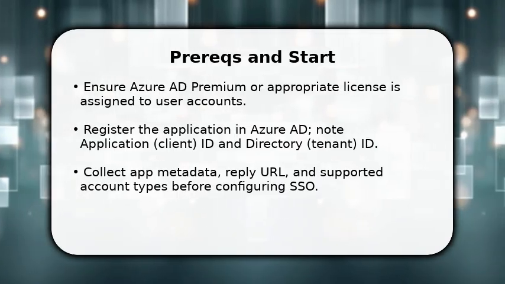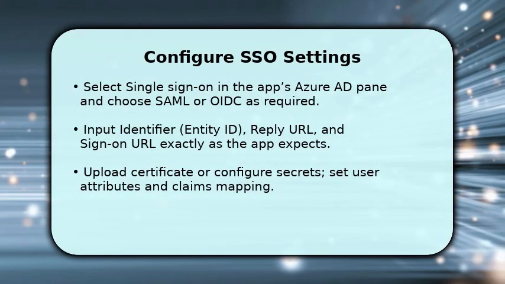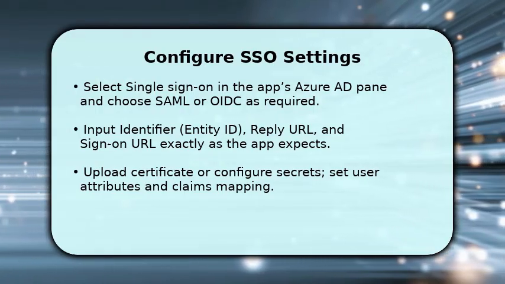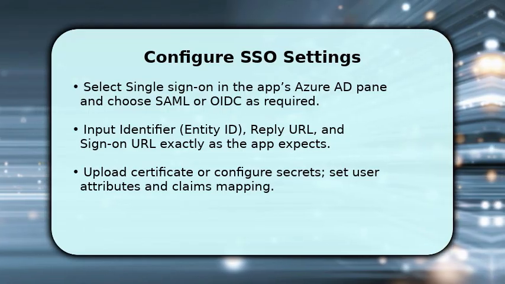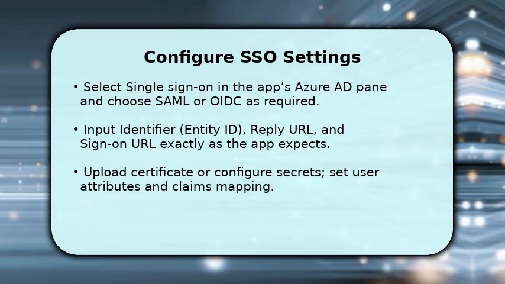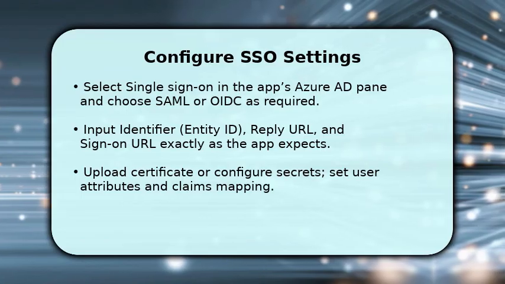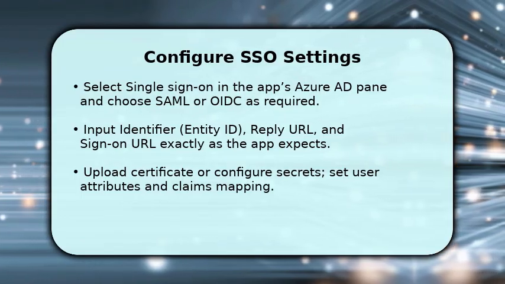You now configure the single sign-on method in the app's SSO blade. Choose SAML for legacy apps or OpenID Connect for modern flows. Enter the identifier, entity ID, and the reply URL exactly as the application documentation specifies, because mismatches break the handshake.